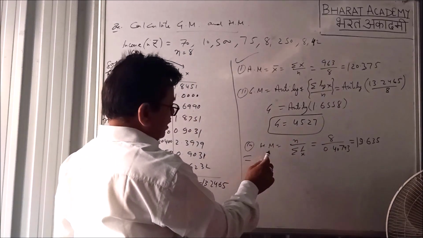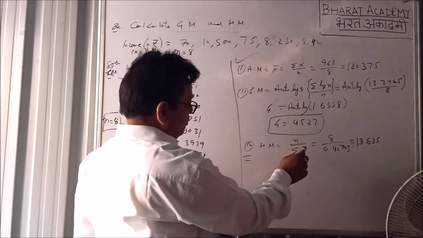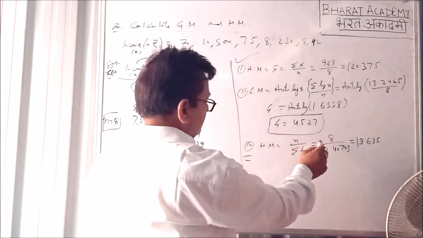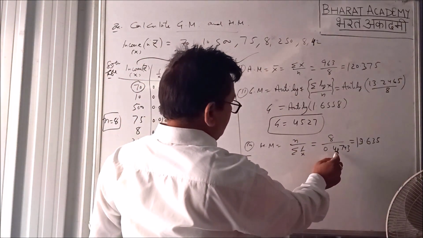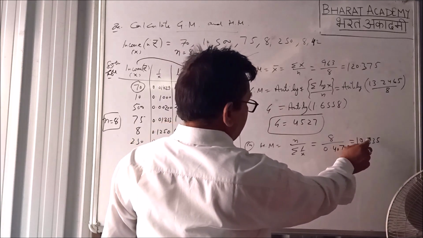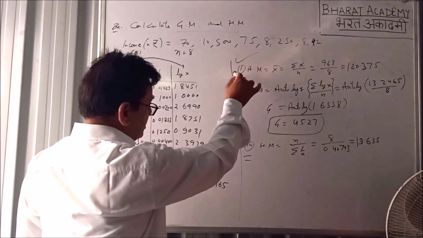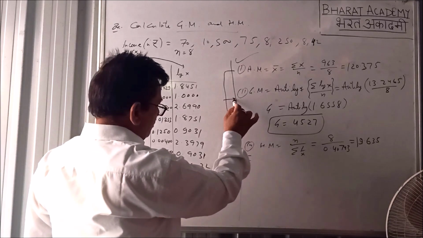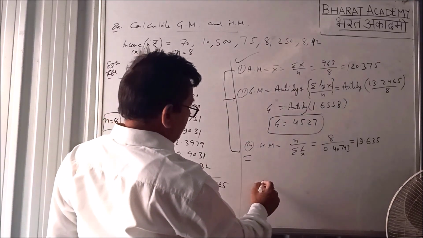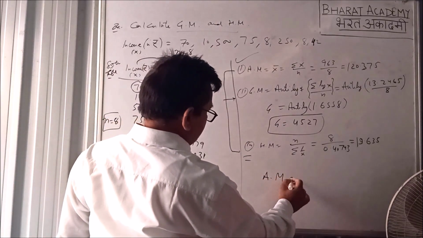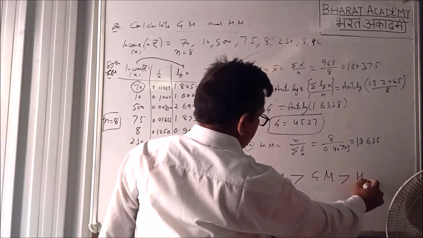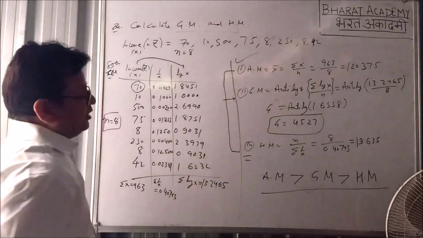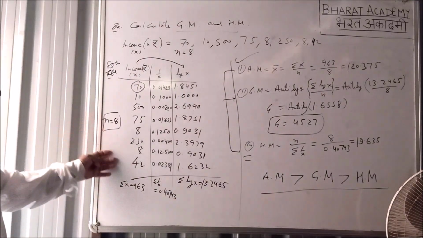Now the last one, harmonic mean, is n upon summation 1 upon x. Here n is 8 upon summation 1 upon x, which we have just calculated, 0.40743. This is 19.635. From these three results, it is quite obvious that arithmetic mean is greater than geometric mean, which is greater than harmonic mean. It is also verified in this question.